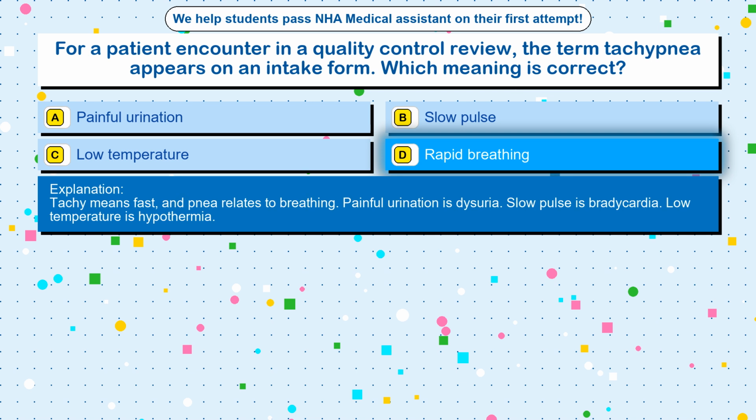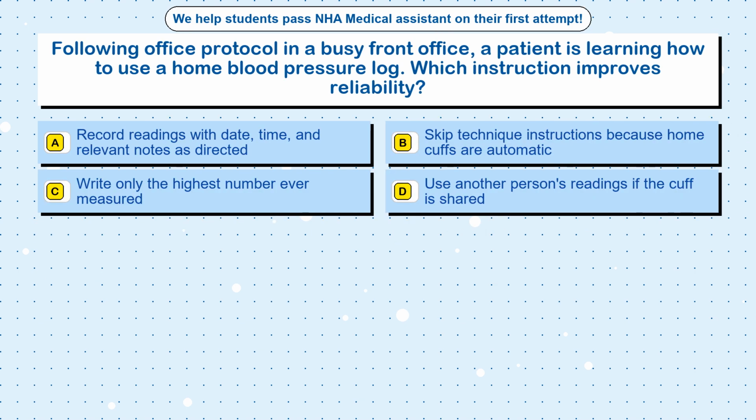Tachy means fast, and nea relates to breathing. Painful urination is dysuria. Slow pulse is bradycardia. Low temperature is hypothermia.